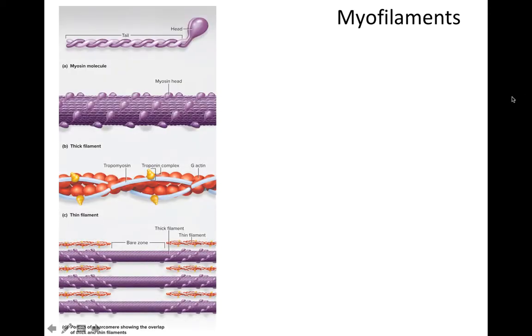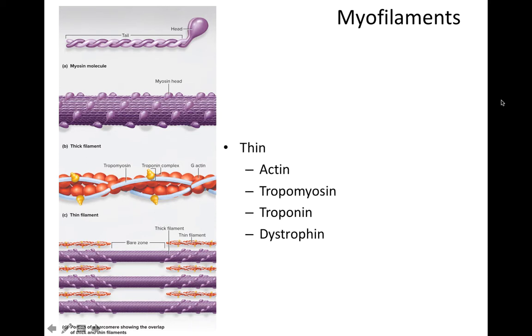So let's talk about the filaments for a second. We have thin and then thick filaments. Now, they aren't just single molecules. So let's start with the thick. It's a little bit more straightforward. The thick filament is made of myosin molecules. Each myosin molecule looks kind of like a double-headed golf club.